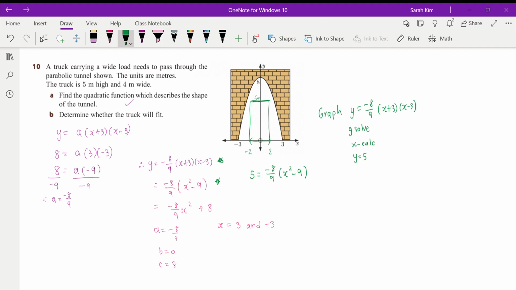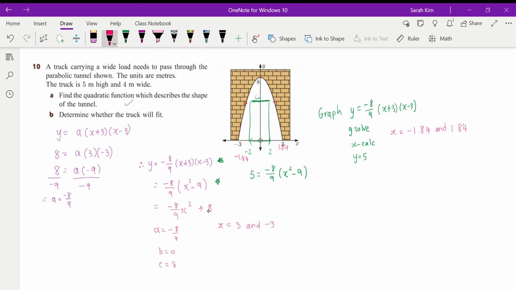I'm going to go gsolve, xcalc, and then put my y value as 5. It should spit out 2 values. When I put it in the calculator, my x value is minus 1.84, and the next one would be symmetrical, so it would be 1.84. So that means when I put my y value in as 5, the coordinates would be 1.84 and minus 1.84.